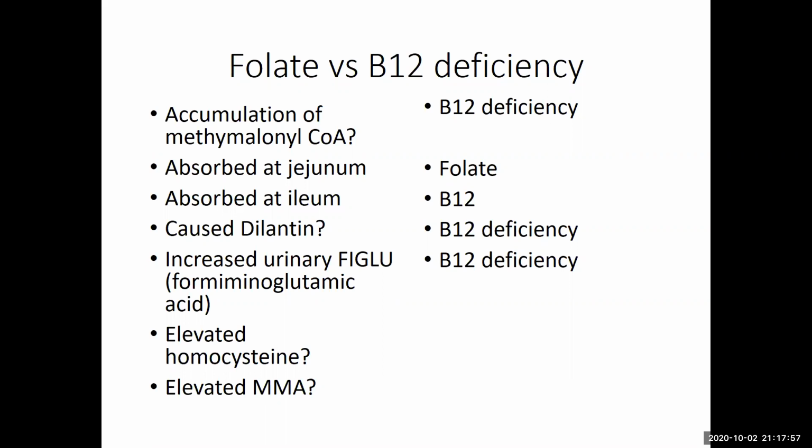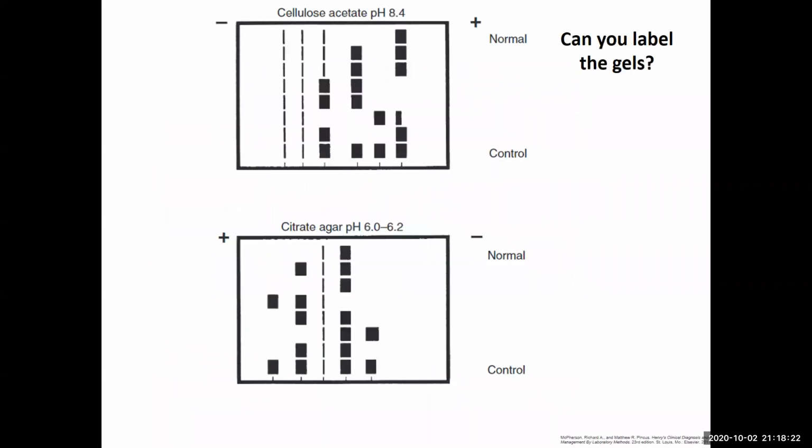Elevated homocysteine. Both, B12 and folate. And then elevated MMA. B12, exactly, because I asked it in the first question. So homocysteine can be elevated in both, whereas MMA is only elevated in B12 deficiency. I'll share the slides with you guys, and it's in the compendium, so you'll see it there.